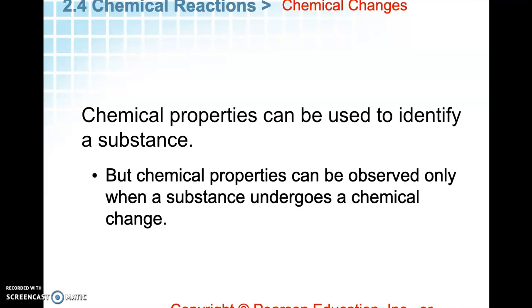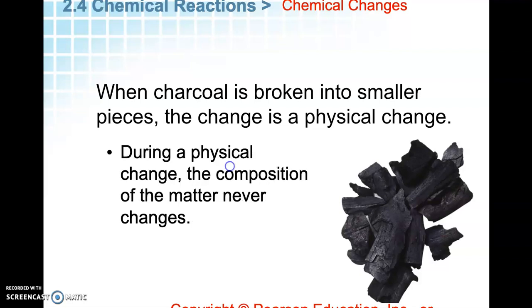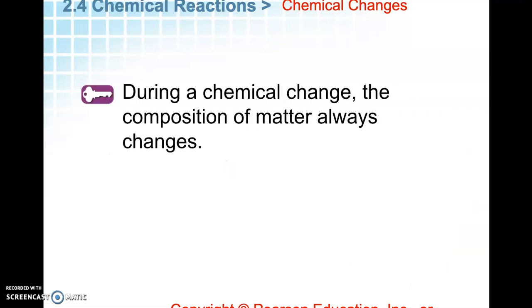Chemical properties can be used to identify, but chemical properties can only be observed when a substance undergoes a chemical change, which means it changes the substance, right? So, for example, when charcoal is broken down into smaller pieces, the change is a physical change. It's still charcoal. The only difference is the pieces are smaller. During a physical change, the composition never changes, still charcoal.